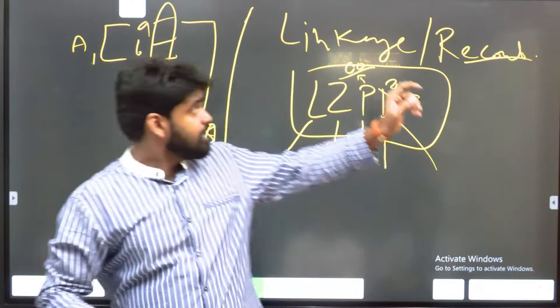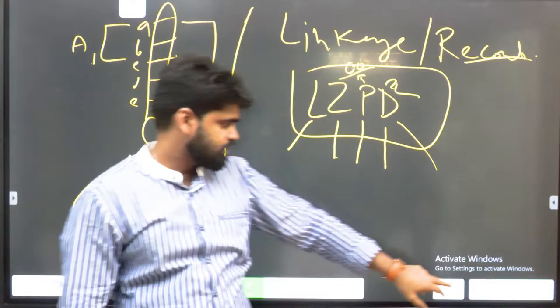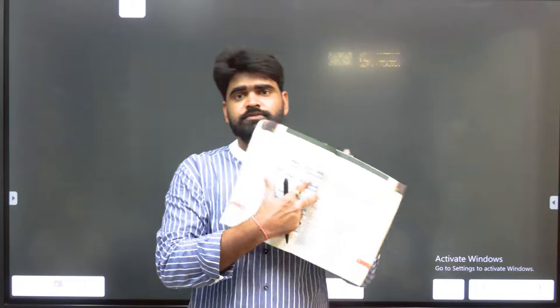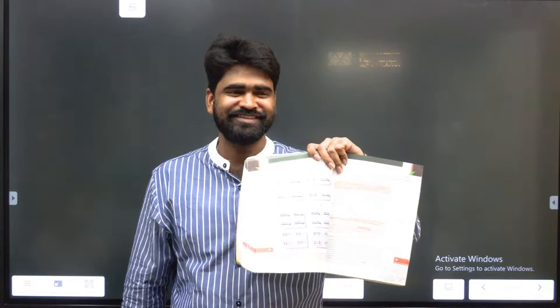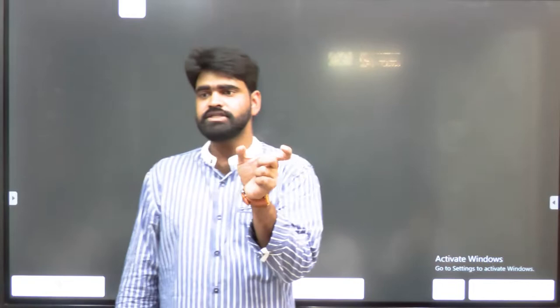Now in your book it's given. So in your book, what is given? This picture seen? Yeah. Yes, seen this picture? Same thing. Morgan has taken two crosses, two characters at a time. Right? First cross, what he did?